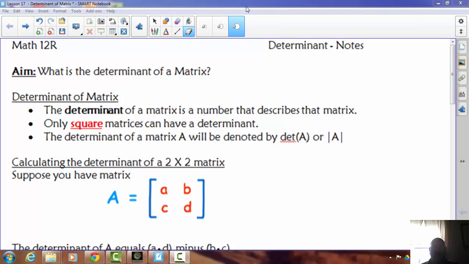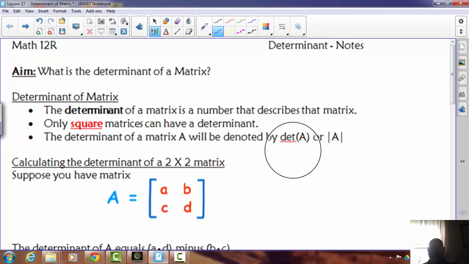Today's lessons will have two parts. The first part is on the determinant of a matrix, and then the second part will be a short little lesson on equal matrices. So it's very simply, the determinant of a matrix is a number that describes that matrix. You can only have a determinant with a square matrix.